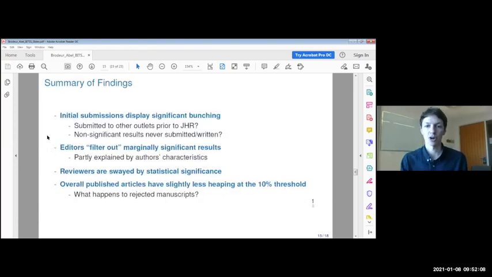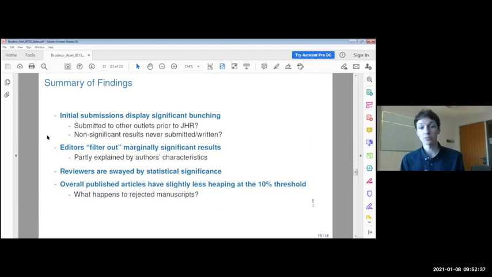Okay, summary of the findings. We find that actually there's bunching for papers that are submitted to JHR. So there's something happening before submitting to JHR. The authors think that, oh, the journals love stars, we have to report something statistically significant, and they might change their behavior. Do they do this before submitting to JHR, before submitting to any journal? Do they scrap papers that don't find an effect? Could be, but there's something happening before submission to JHR.